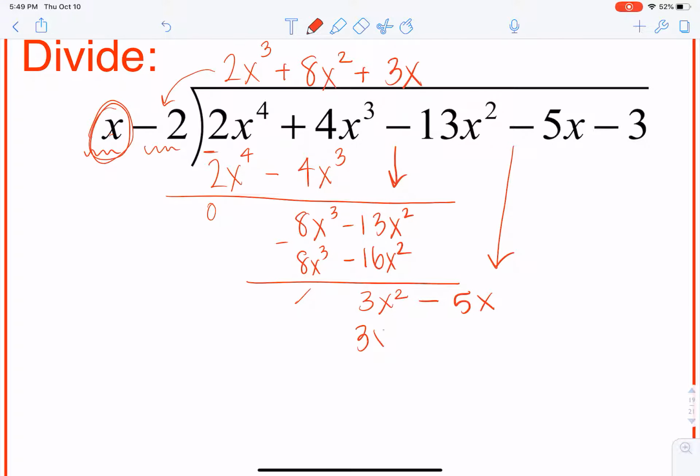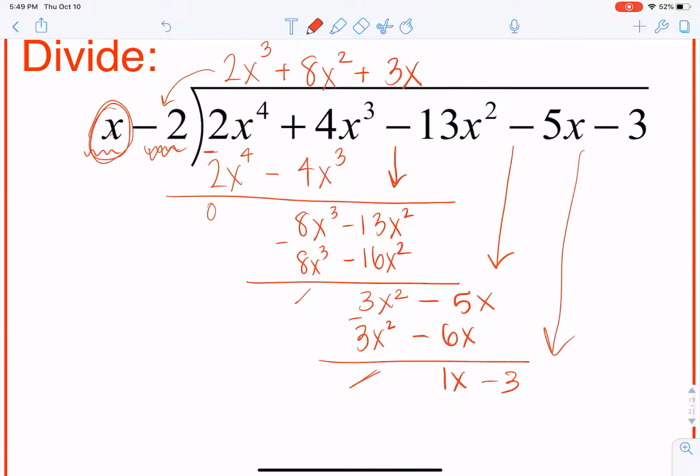3x times x is 3x squared. 3x times negative 2 is going to give me negative 6x. So 3x squared minus 3x squared is my 0. I have negative 5x minus negative 6x. So here I'm left with 1x. We'll erase my scrap work over here. I can bring down my minus 3.